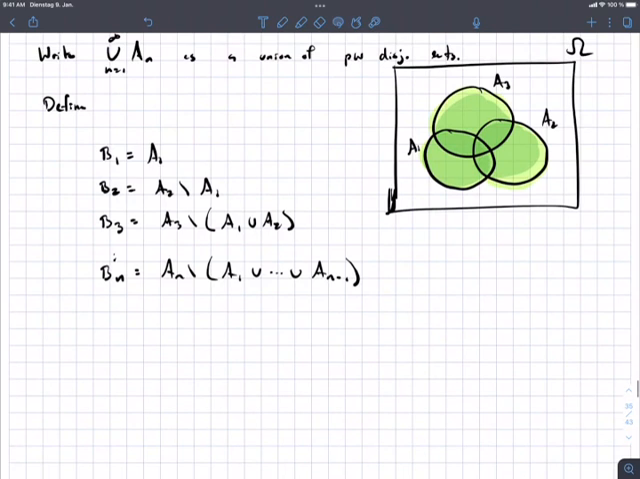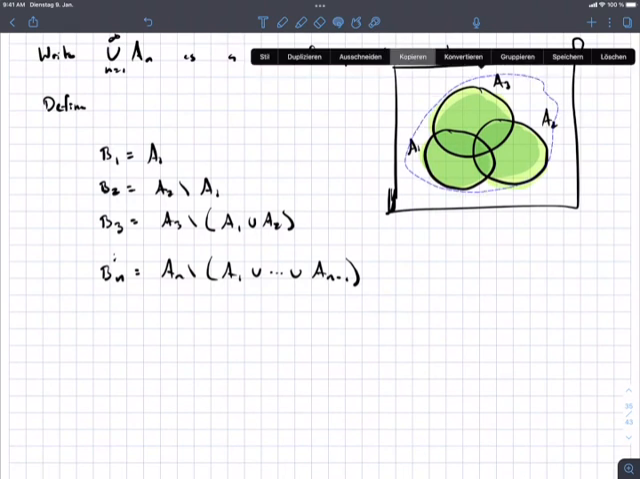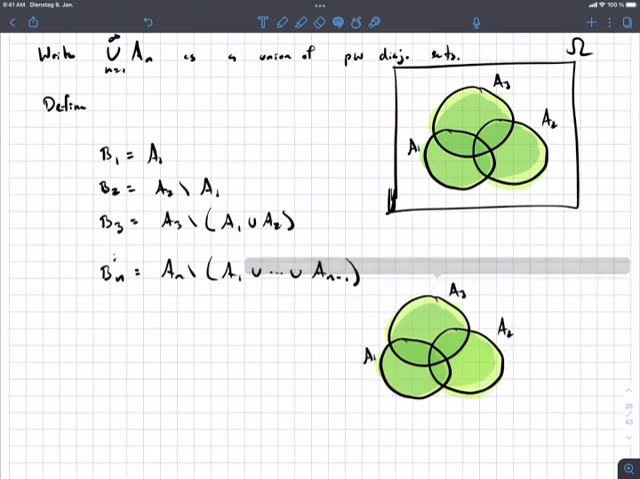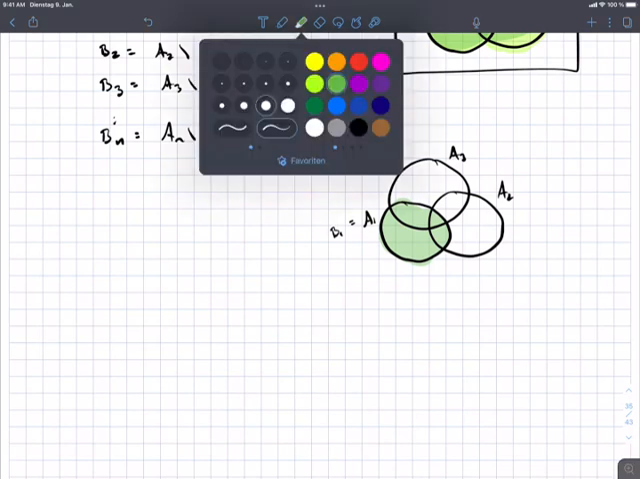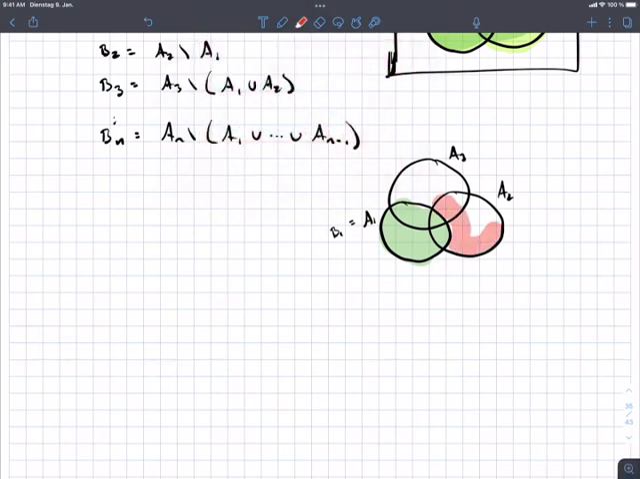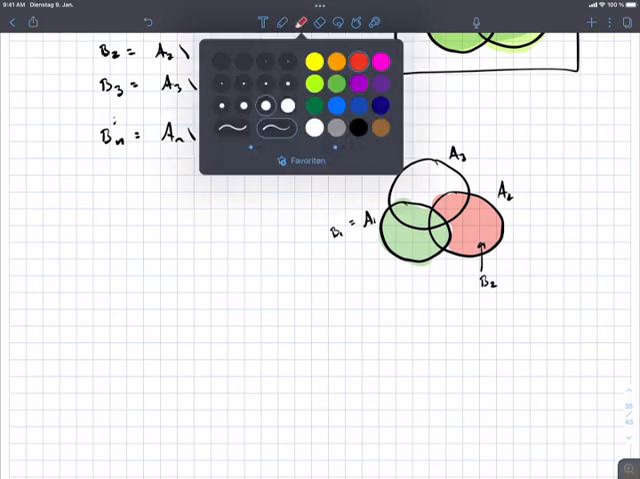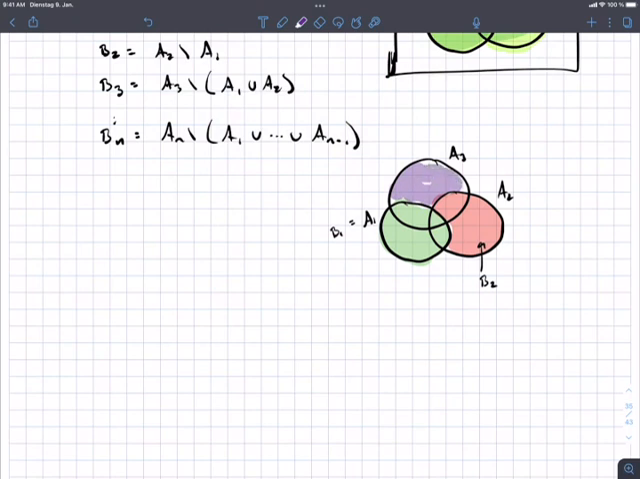What does this look like? If I copy and paste this, the Bn's are kind of like this. B1 is just equal to A1, but B2 is only this new part when I'm taking the union of the A's. So B2 is only this red part, and then B3 is only this part. So it's just the new part, B3.